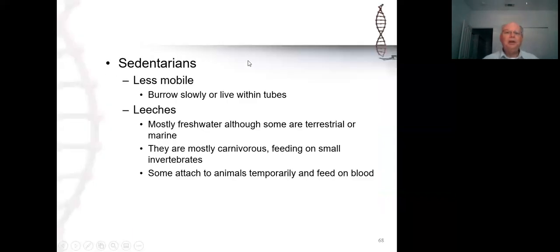So when we look at the sedentarians, these are typically less mobile. These are the true tube worms, which anchor themselves to the substratum and spend their lives in tubes that are built out of a hard material, typically a calcium carbonate material that they secrete to build the tubes, and they remain anchored to their substratum and don't move out of it, and they are strictly filter feeders.